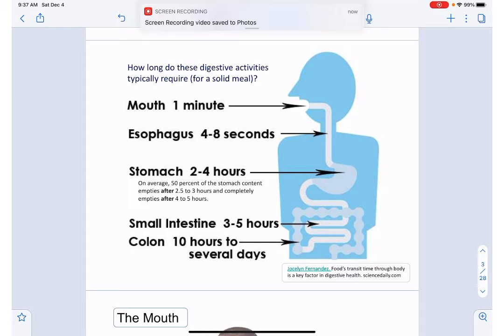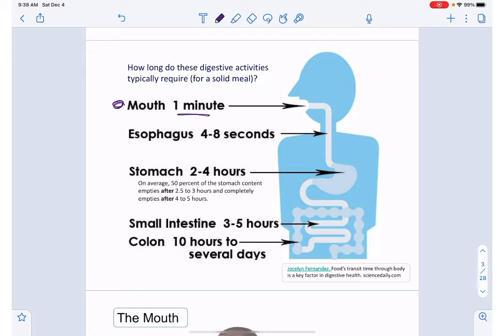So what about the mouth? Well, this is really up to you. You put food in your mouth, you're chewing it, you're breaking it down. So this is all voluntary. This is up to you. And so we'll just say that food stays in the mouth for about a minute. But this can be more or it can be less.